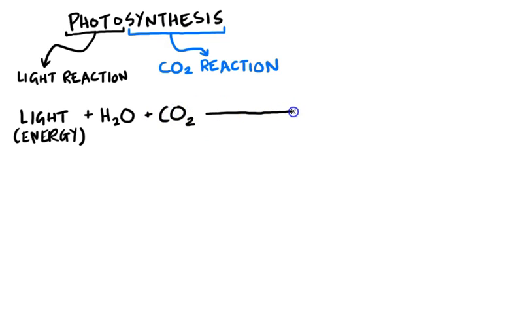And this produces the stuff we know and love, mainly oxygen. Yay, oxygen. But also, I'm going to write this down as C6H12O6, which is another way of saying a sugar. In this case, this is glucose. But I'm going to be talking about quite a few sugars just to make that clear.